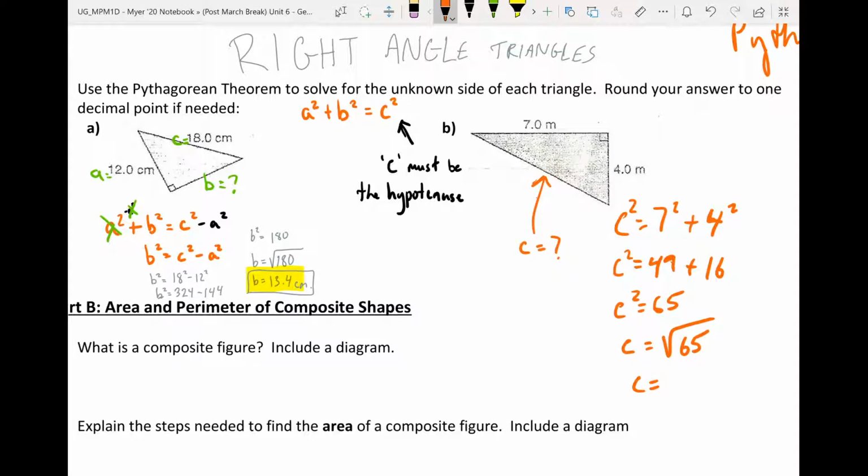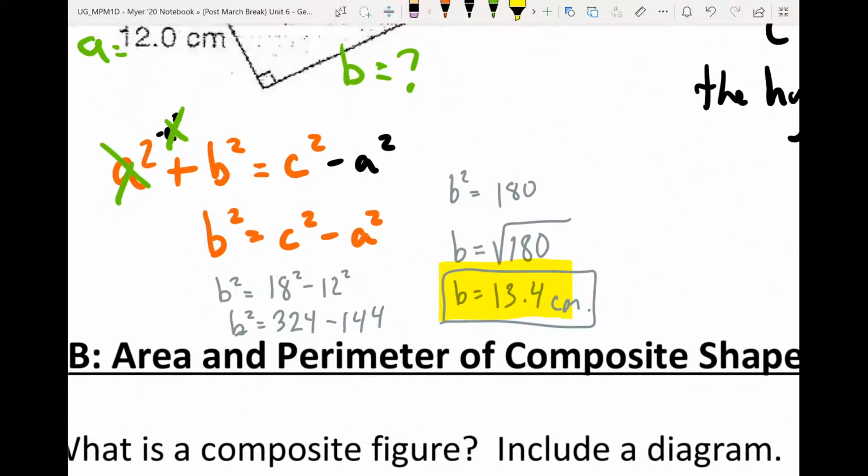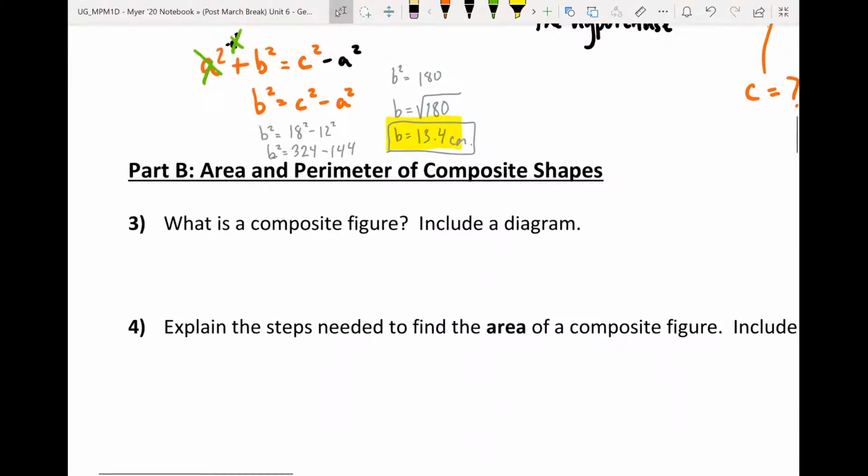So c equals, what, 8.1? Maybe? Yes, 8.1. All right, so that was an easier one because we don't have to rearrange the formula. You don't always have to rearrange the formula and show me that. I'm just doing that for your own benefit, because some of you might already recall that if you're looking for a shorter side, you just take the longer side squared subtracted by one of the shorter sides squared.